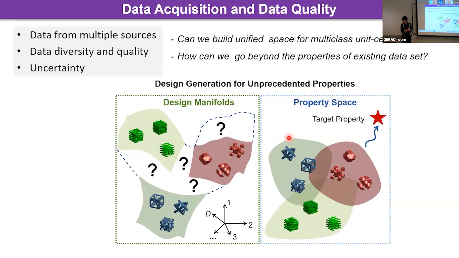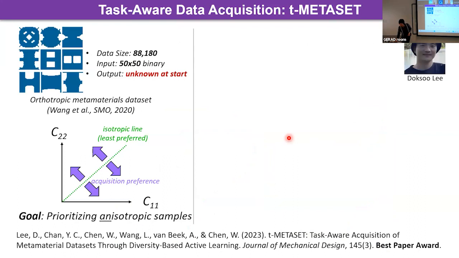Can we build a unified space for multi-class unit cell structures? Can we go beyond? That's the top question in design: going beyond the existing property. You want to go somewhere that you never had any existing design before. So we developed a method called task-aware data acquisition. This is work from Doxo, who recently defended his thesis, and the paper was a best paper two years ago at IDTC.